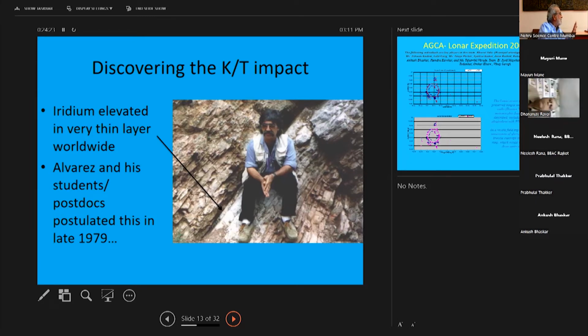See, plate tectonics is a process of the Earth's evolution. And meteorite hit is a different event. So plate tectonics has nothing to do with meteorite impact. This is meteorite impact. So this is how people started looking for it.